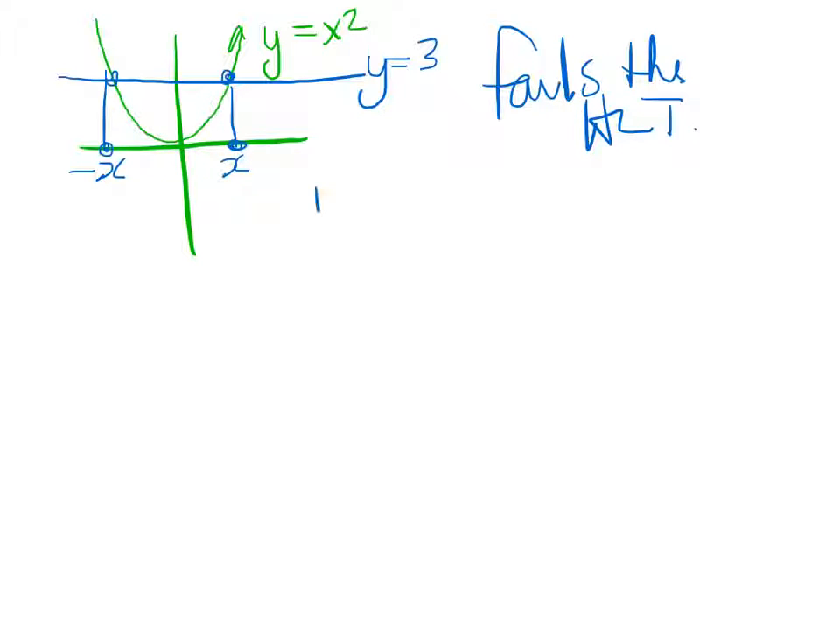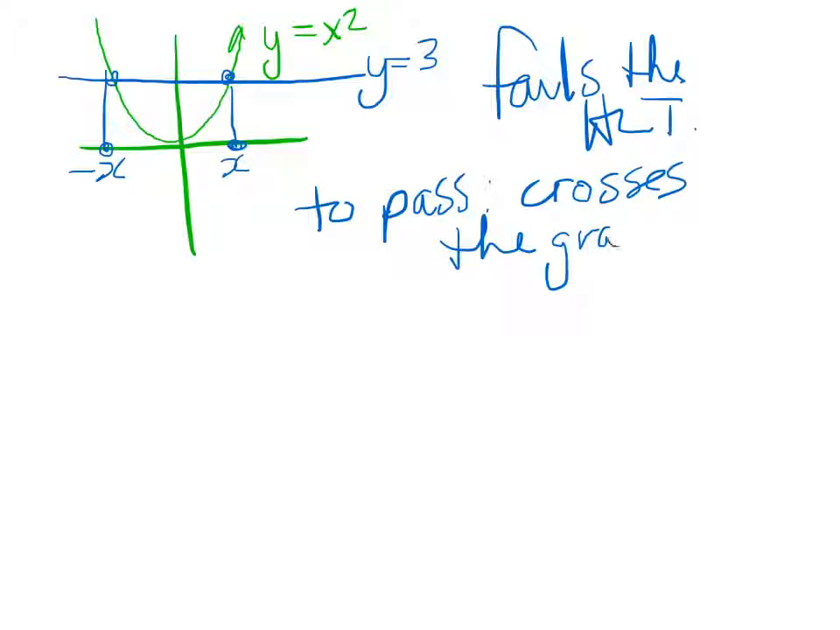Okay? To pass, it crosses the graph or intersects the graph in only one place.